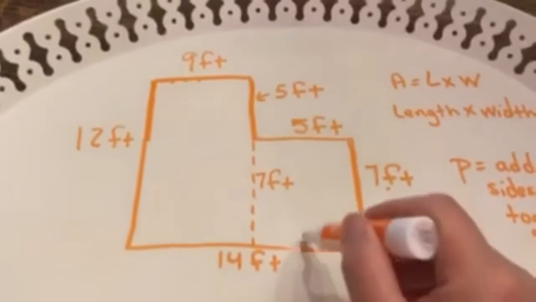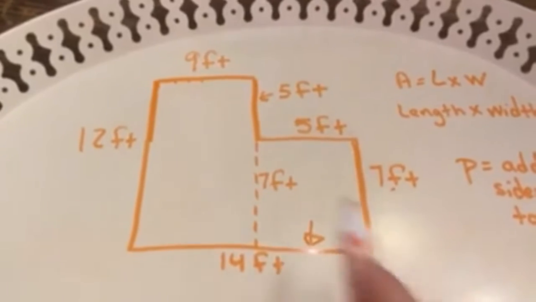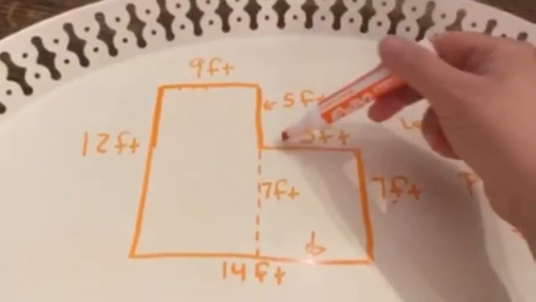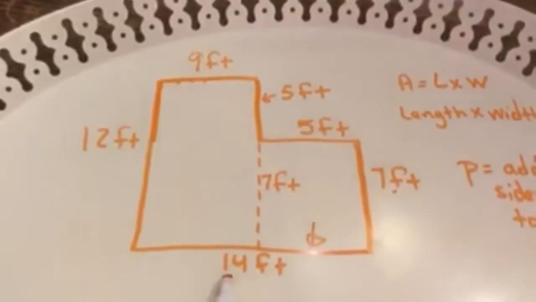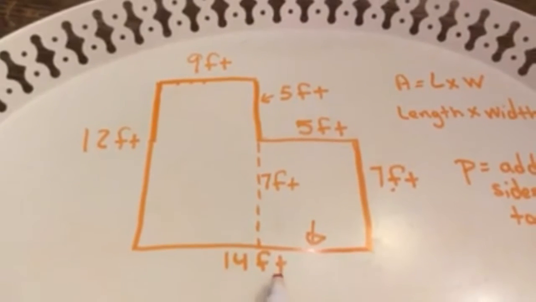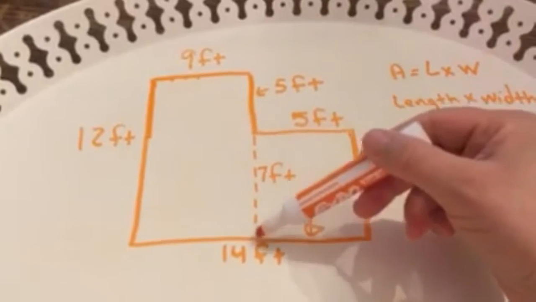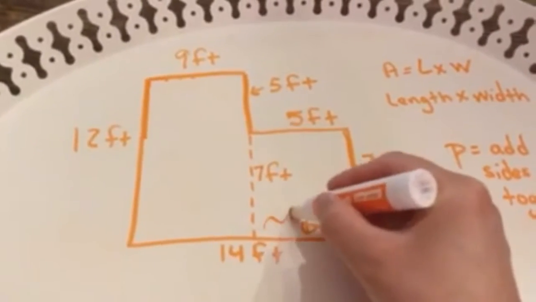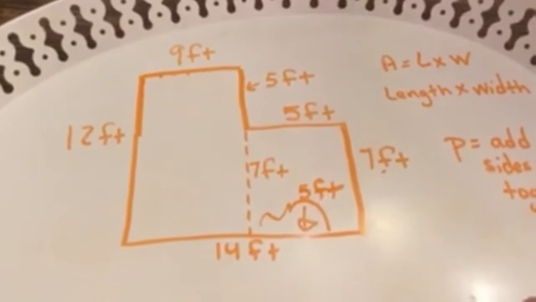I've got to figure out this length right here, but I have some helpful information. If I look at the top, I see that this is 9 feet and that this is 5 feet. And if I was to add 9 feet plus 5 feet, I would have 14 feet. Because I chose to draw my line right here, it is safe to assume then that this little length right here is 5 feet. Woo!